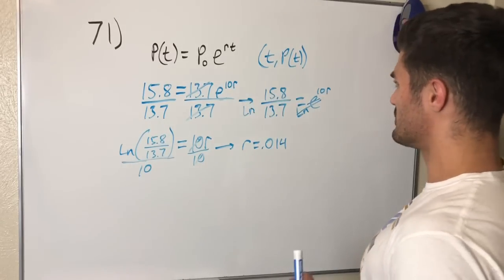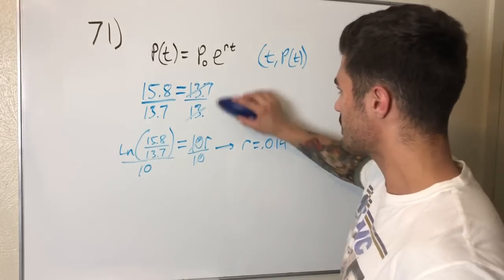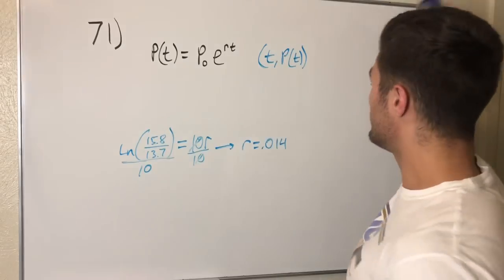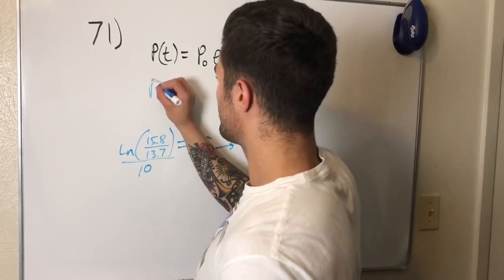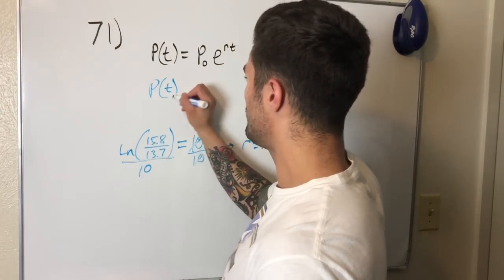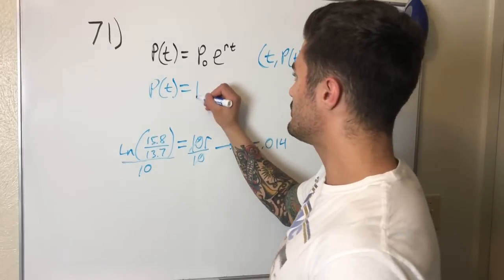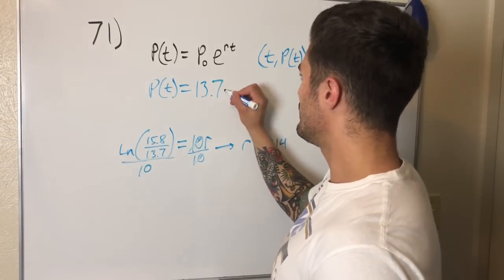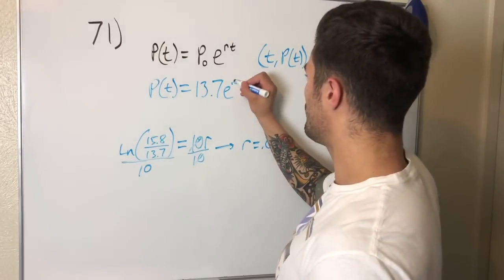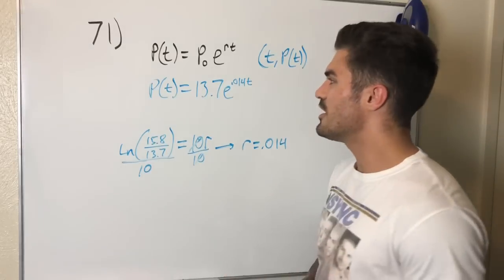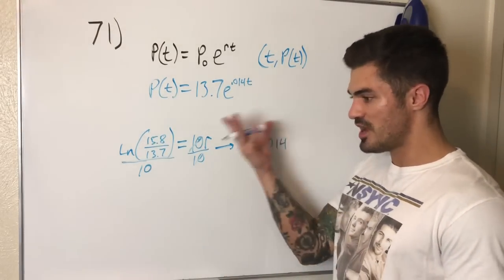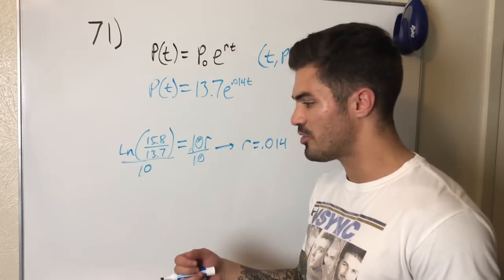So again, now I know my r and I know my initial value. That was really all I was missing for this function. All I was missing was my r, my initial value. And I was given the initial value. I just found the r. So I have everything I need now. I have p of t equals 13.7 e to the 0.014 t. And now this is a function, right, where t is my independent variable. So we have the function that we need. That's half of the problem done.